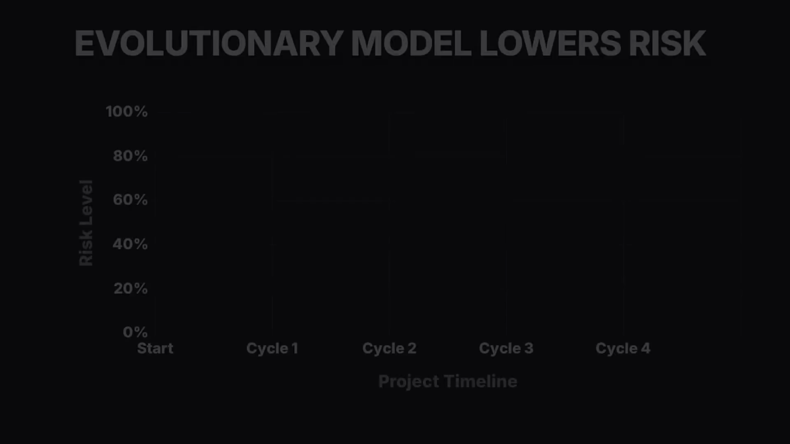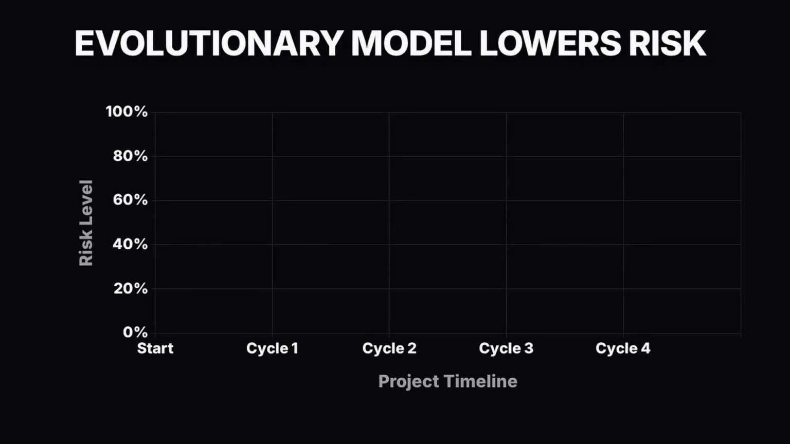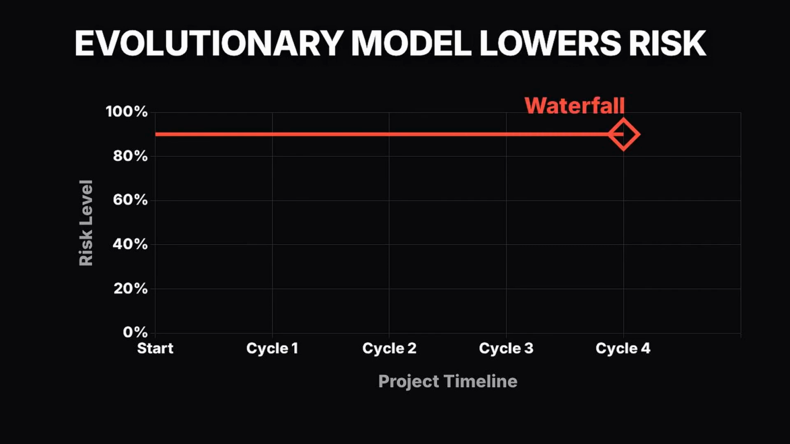This is where the model really shines, lowering risk. Remember that waterfall approach from earlier? It keeps your risk high until the very end. But with the evolutionary model, the risk drops every time you complete a cycle.